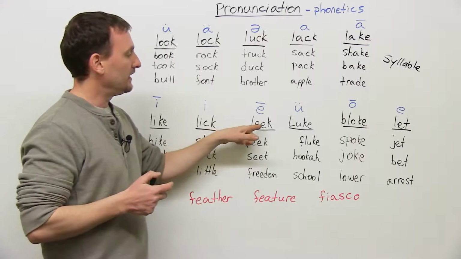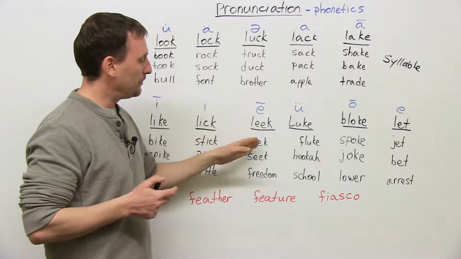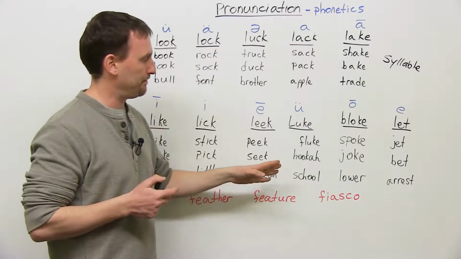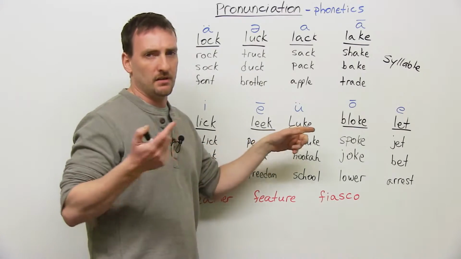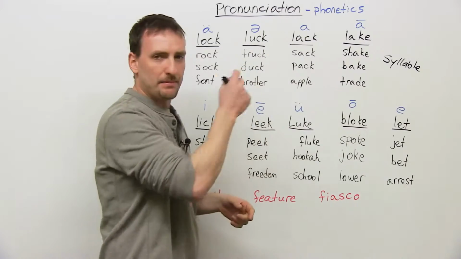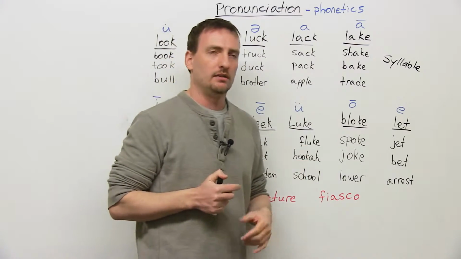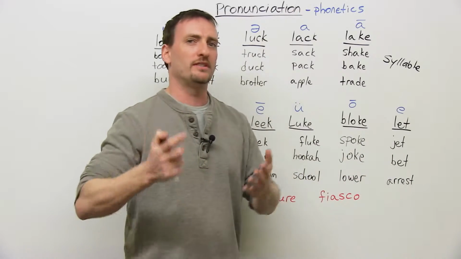Okay? E with a long line on top. Peak, seek, freedom. Luke is a man's name. It's also from the Bible. U with 2 dots, looks like a bit of a happy face with a little dimple. Fluke, hookah. Now, before I continue, what is a hookah?